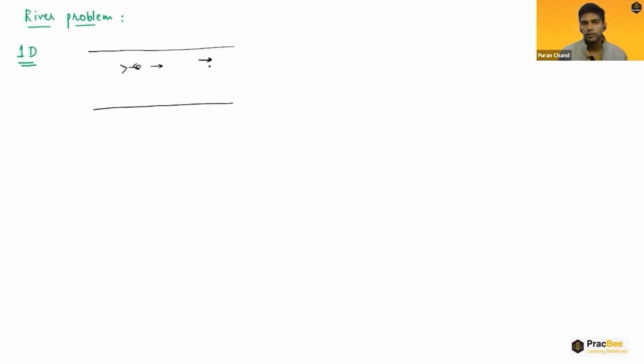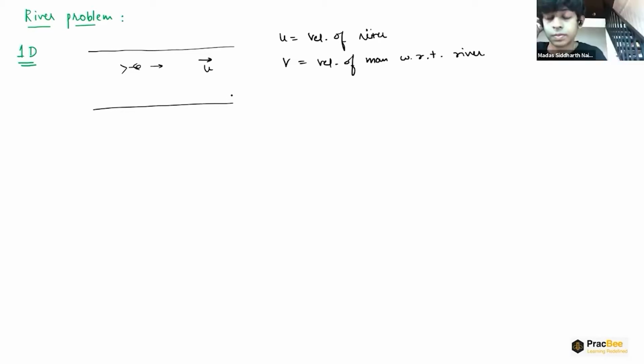And the velocity of the stream is u. u is the velocity of the river, right? And v is the velocity of the man with respect to the river. What does it mean? If the river is not flowing, in that case the velocity of the man will be v. Suppose there is a person who is standing on the bank.